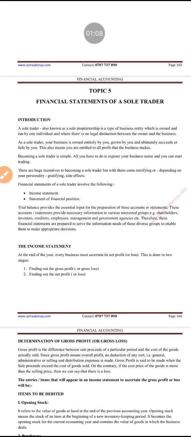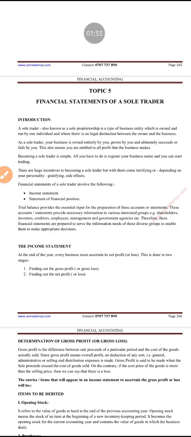So becoming a sole trader is simple. All you have to do is register your business name, and you can start trading. There's a huge incentive of becoming a sole trader. With them come terrifying or, depending on your personality, gratifying side effects.